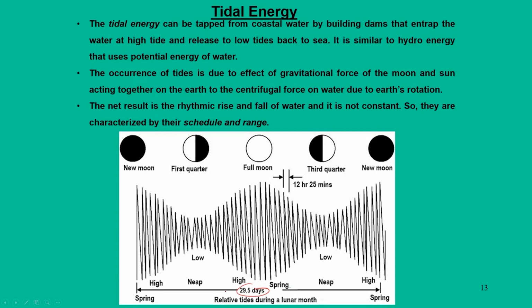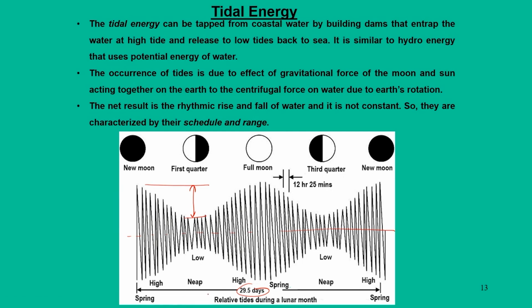If you look at a particular lunar cycle, which has a period of 29.5 days, we can see very high tides and low tides, and they have a significant difference in their height. If you draw a mean line, the difference between the high tides and low tides is what we call the tidal range, and the occurrence of the tide happens in a periodic manner governed by this lunar cycle.